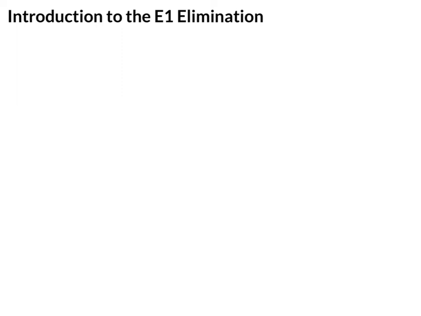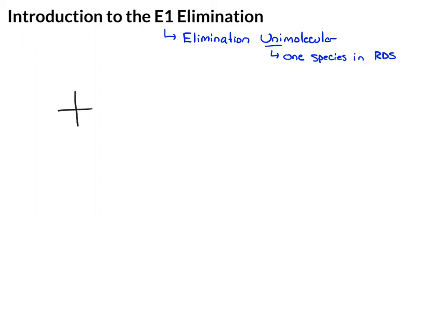We're going to start by looking at the E1 elimination. E1 stands for elimination unimolecular, and the unimolecular part tells us there's one molecule in the rate determining step. So this is the same as SN1. So let's take a look at a simple E1 elimination. And I'm going to start with a tertiary iodide. And the rate determining step is identical to the SN1.